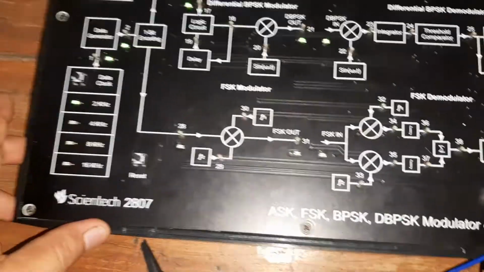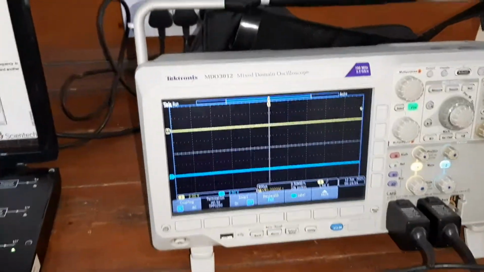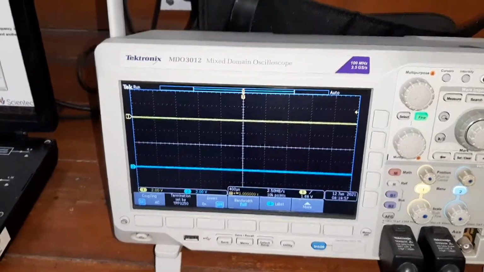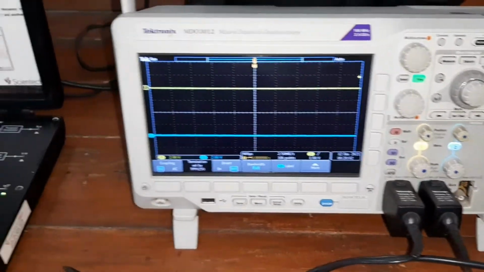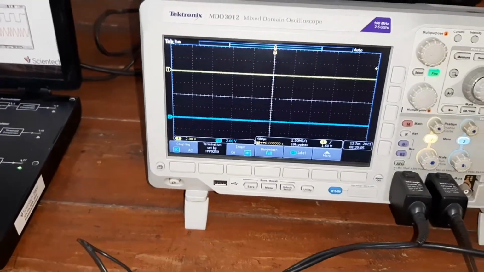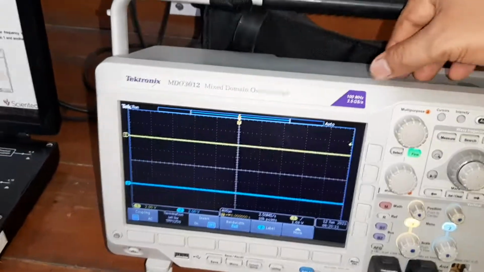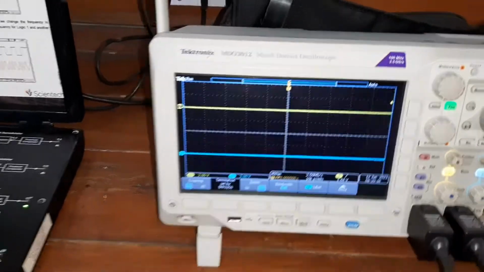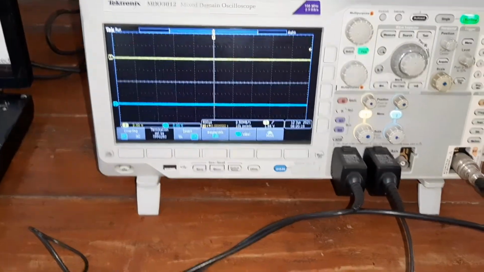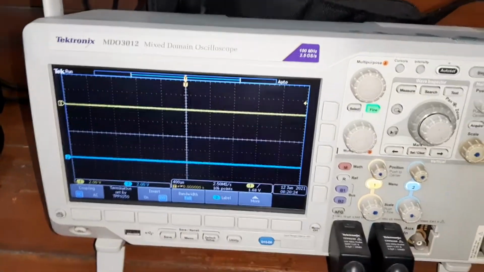So now today's experiment is the differential binary phase shift keying modulator as well as the demodulator. Before we start, I just want to introduce the mixed domain oscilloscope, that is MDO. This is the Tektronix, as I have informed you many times previously. You can observe here it is 100 megahertz, and at the same time we can observe 2.5 gigahertz frequency. Apart from the analog and digital waveforms, we can also observe the spectrum waveforms.